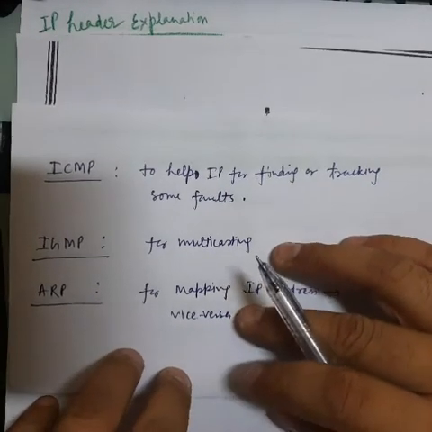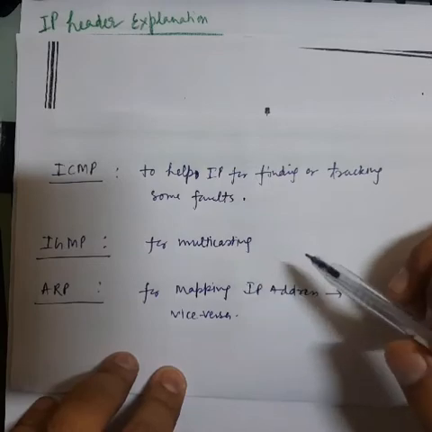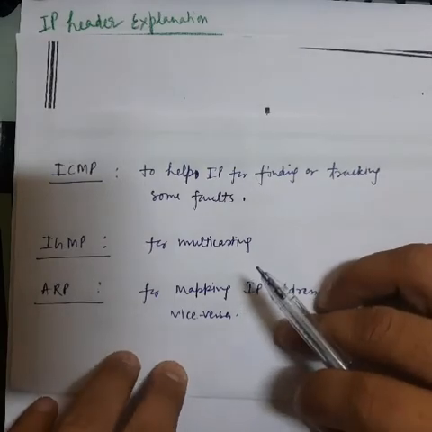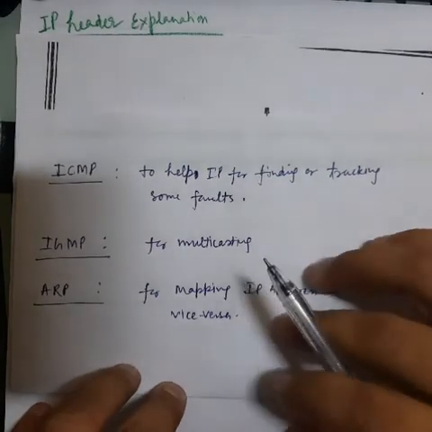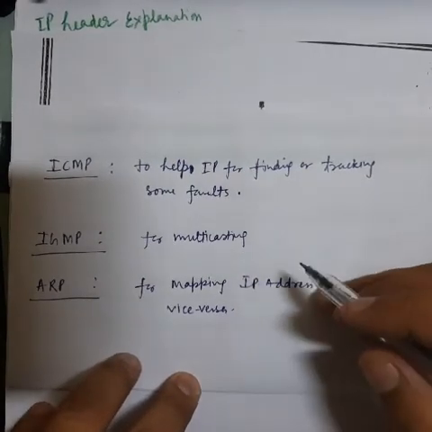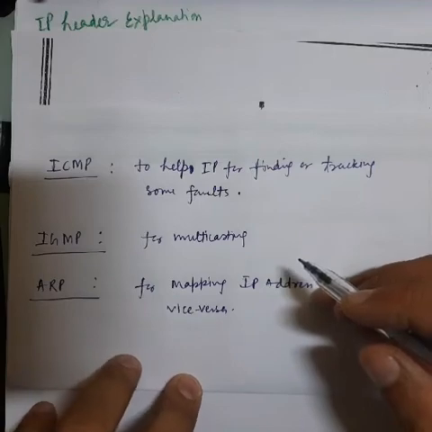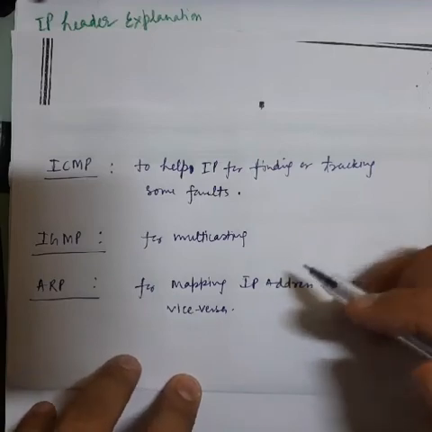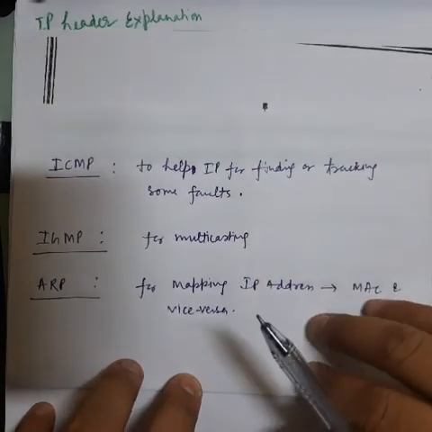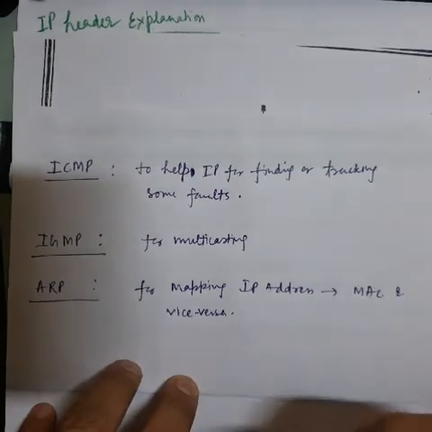Now the next one is IGMP. It is only used for multicasting purposes, especially applications based on multicasting like online streaming video and gaming, which are executed upon LANs. So at that time, a very important role of IGMP is still there.